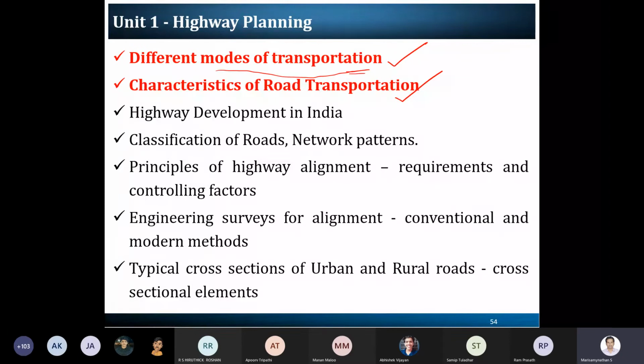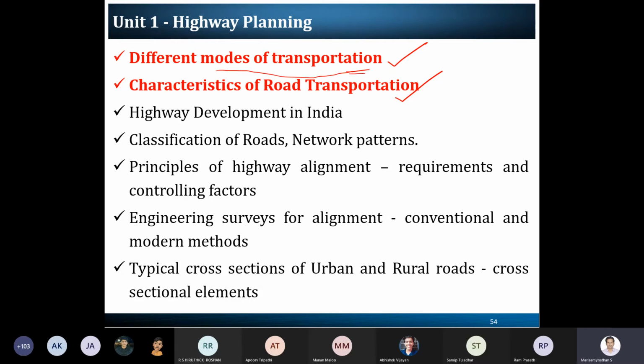Then for goods transfer, we have the small LCV, light commercial vehicle. Then the heavy commercial vehicle. There itself, the axle load differs. You might have six wheels, you might have eight wheels. Then two trucks connected together. Those kinds of trucks you can also observe on the field. So these are the road transportation modes which exist and are used dominantly in Indian conditions.